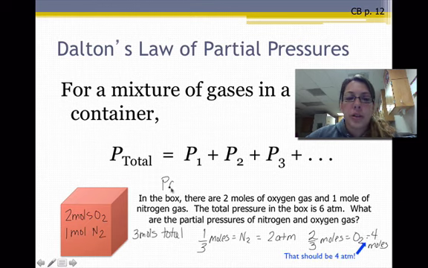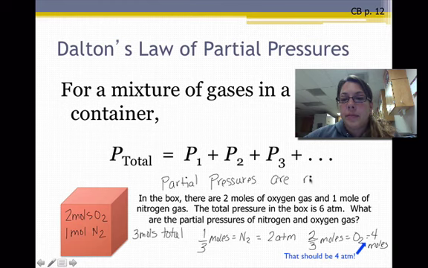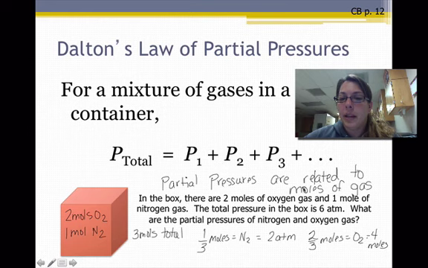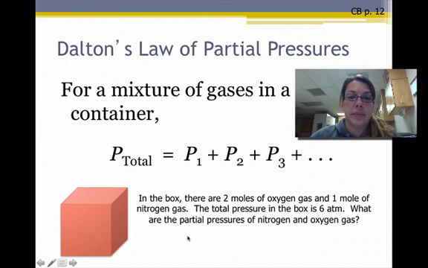So partial pressures are related to moles of gas. You can see the relationship there in that example. I would write that one down in your handout because I'm pretty sure it's not there.